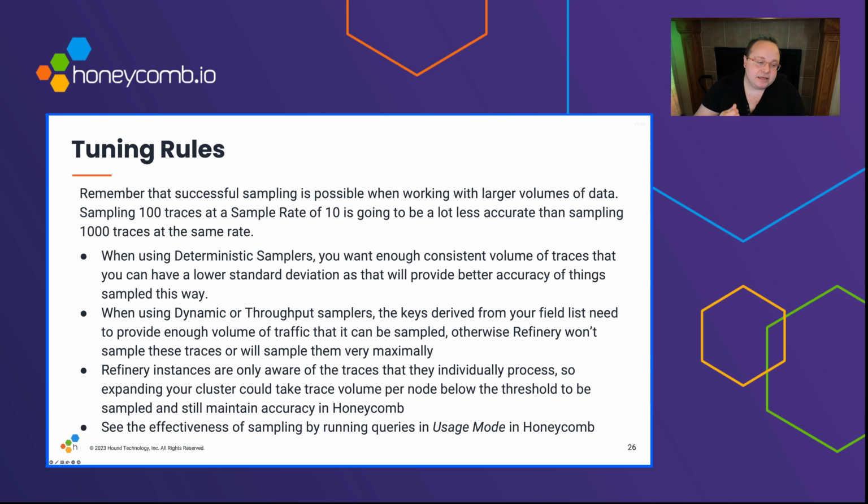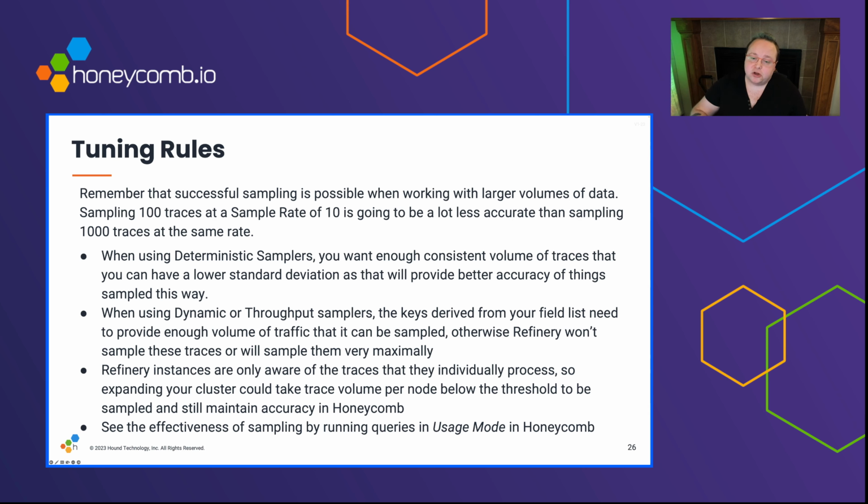You can see the effectiveness of your sampling in Honeycomb by running queries against the usage mode. It's a really good way to put a marker in there when you change your Refinery rules, and you can see a difference between the effectiveness of your different rules. Because usage mode shows you only the real data, the real events that you've sent in.